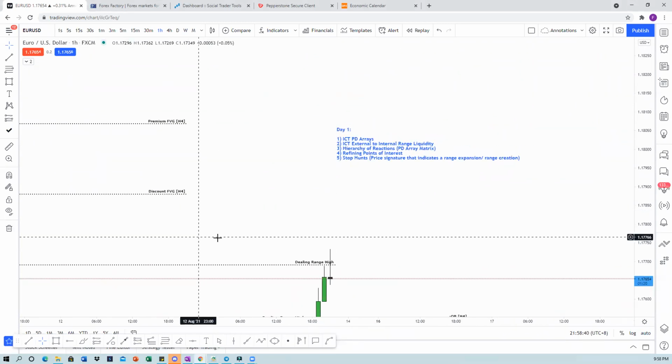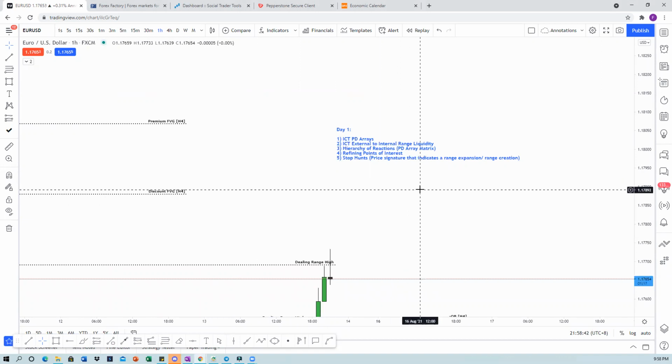Right, so that's pretty much it. Stop hunts, price signature, refining points of interest. So you don't even have to go below the 5 minute, like all of these people tell you to, and how they show it on social media. Hierarchy of reactions, PDRA matrix, know what you're looking for.